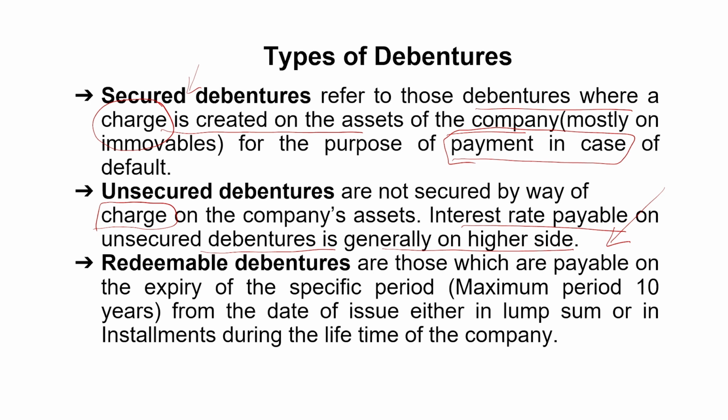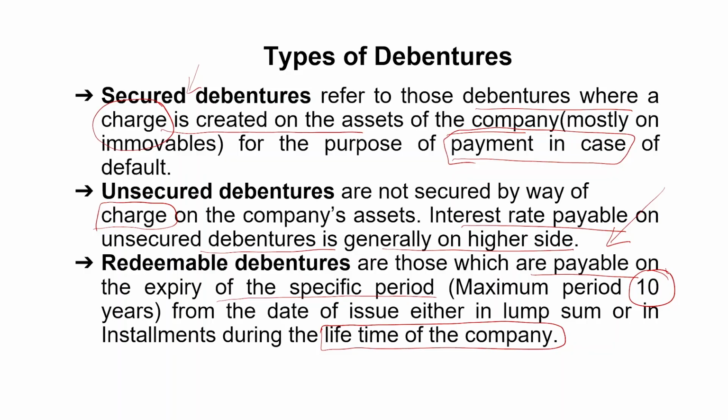So, redeemable debentures are those which are payable on the expiry of a specific period, and the maximum period fixed by the regulators for redeemable debentures is 10 years. No company is allowed to issue debentures beyond this period, from the date of issue, either in lump sum or in installments during the lifetime of the company. It means the company ensures that payment will be made back to the holder of these debentures on a specific date, and this date may not exceed 10 years.